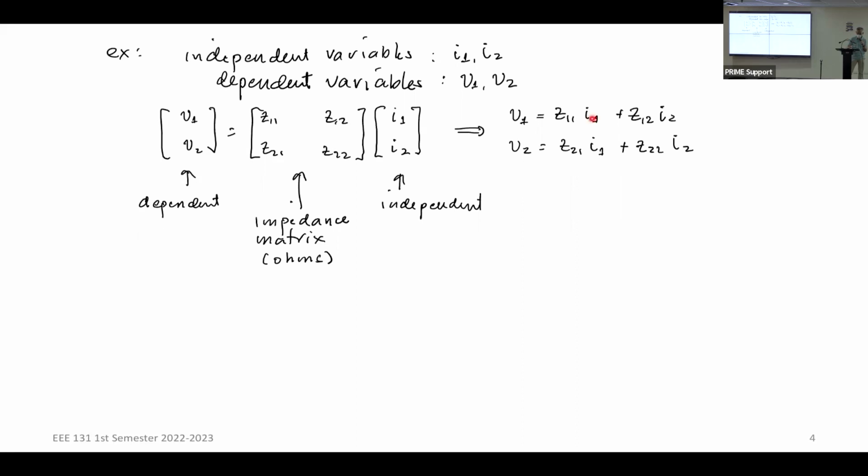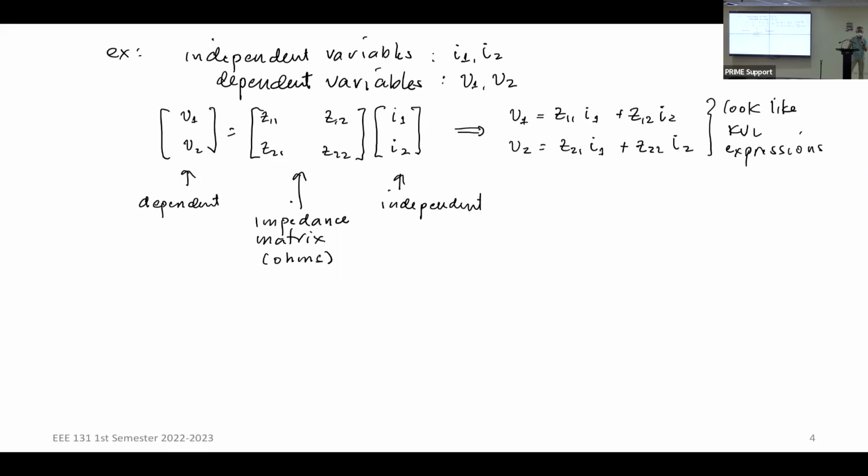You have a current I1. You want to convert that to a voltage, you multiply it by Z11, Z11 I1. And that will be a component of V1. Current I2, you want to convert it to a voltage, you multiply it by Z12, and that will be the second component of V1. If you take a look at these two equations, they actually look like KVL expressions.